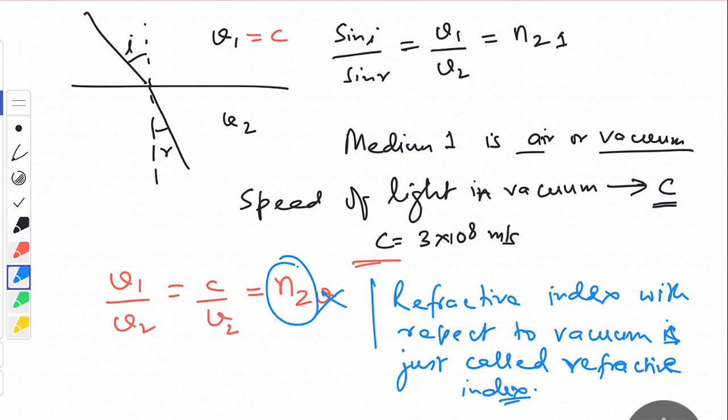What I said is that V1 upon V2 is called the refractive index of medium 2 with respect to 1. But when your medium 1 is vacuum, then V1 becomes C, the speed of light in vacuum. Then instead of calling it refractive index of medium 2 with respect to vacuum, we will just call it refractive index of medium 2. So refractive index with respect to vacuum is just called refractive index. This is just a convention.